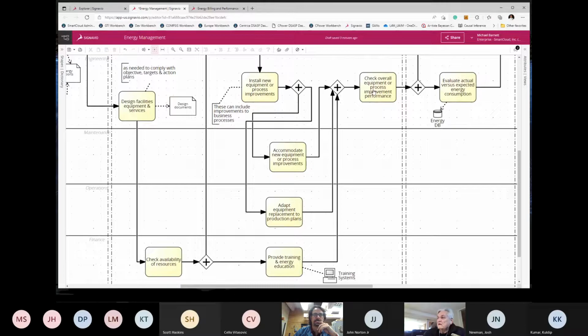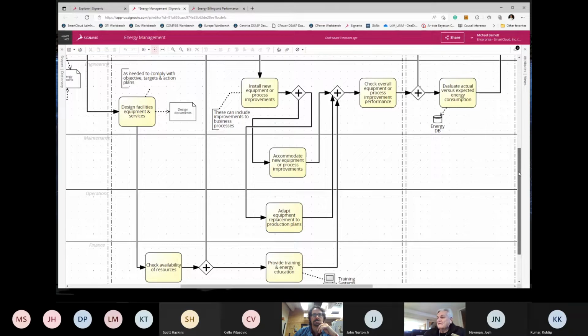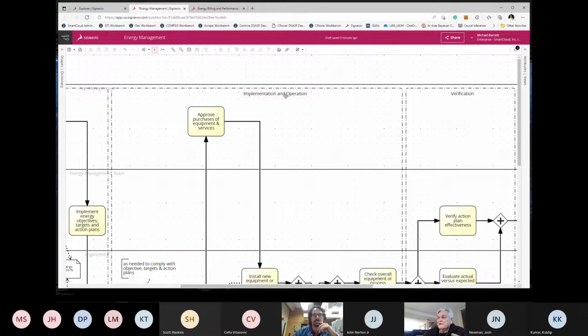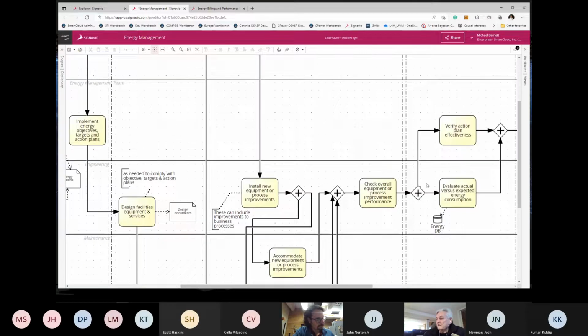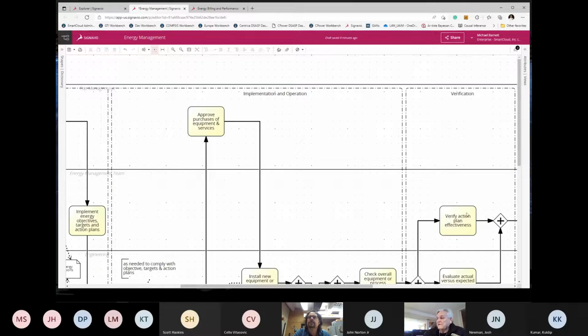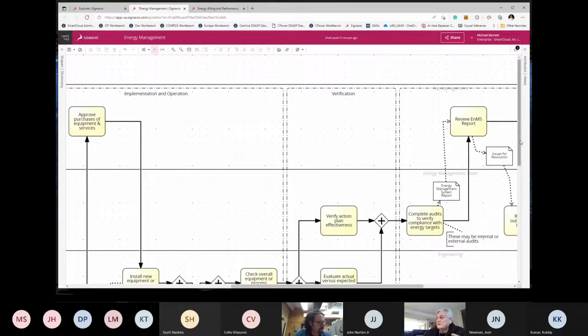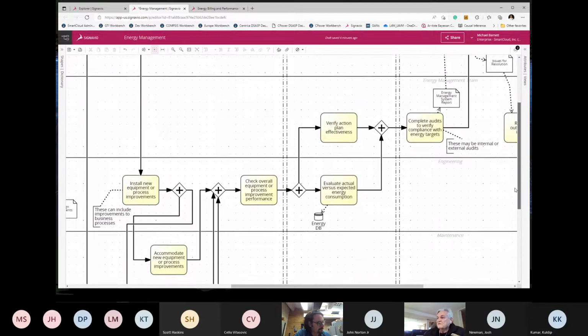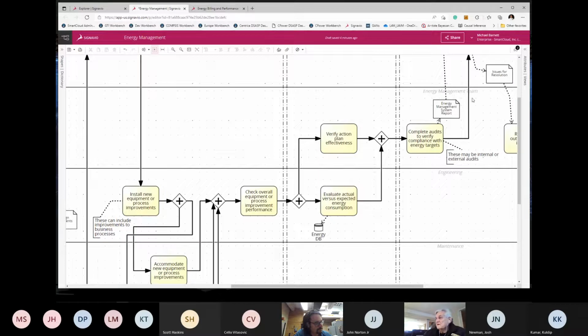So when all of that's done, then we can check the equipment and the process improvement, and that gets us to the end of the implementation and operations stage. We got another milestone event right here, which is when that is complete, and we've gone through all of these tasks or activities. They're done, and then we can move on to the verification stage, which looks to be verifying the action plans. That's done by, what is this role? The energy management team.